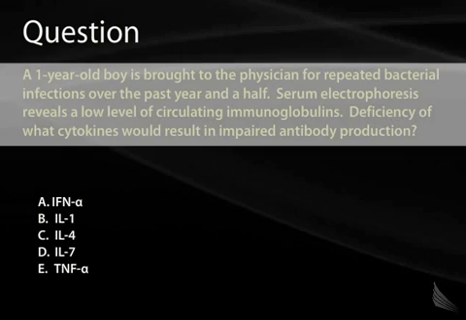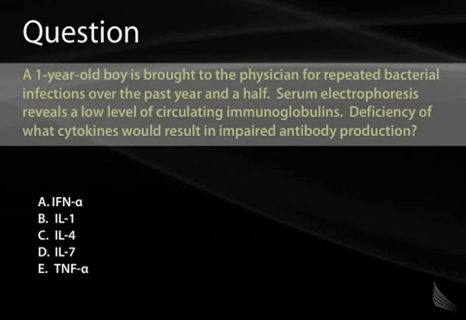Here's another question. A 1-year-old boy is brought to the physician for repeated bacterial infections over the past year and a half. Serum electrophoresis reveals a low level of circulating immunoglobulins. Deficiency of what cytokine would result in impaired antibody production? A. Interferon alpha, B. IL-1, C. IL-4, D. IL-7, or E. TNF alpha?